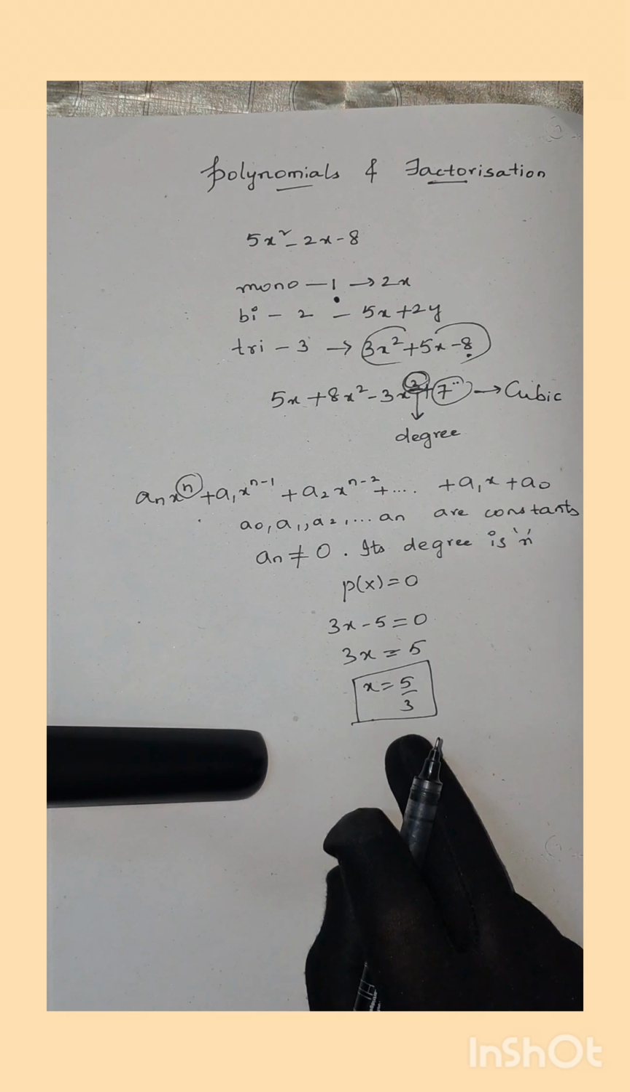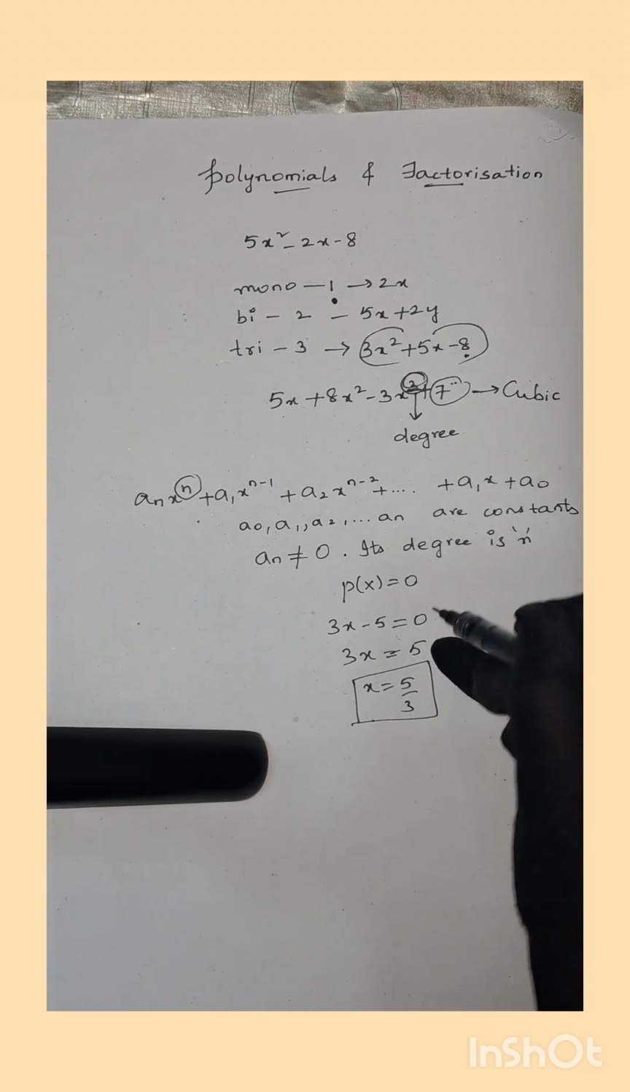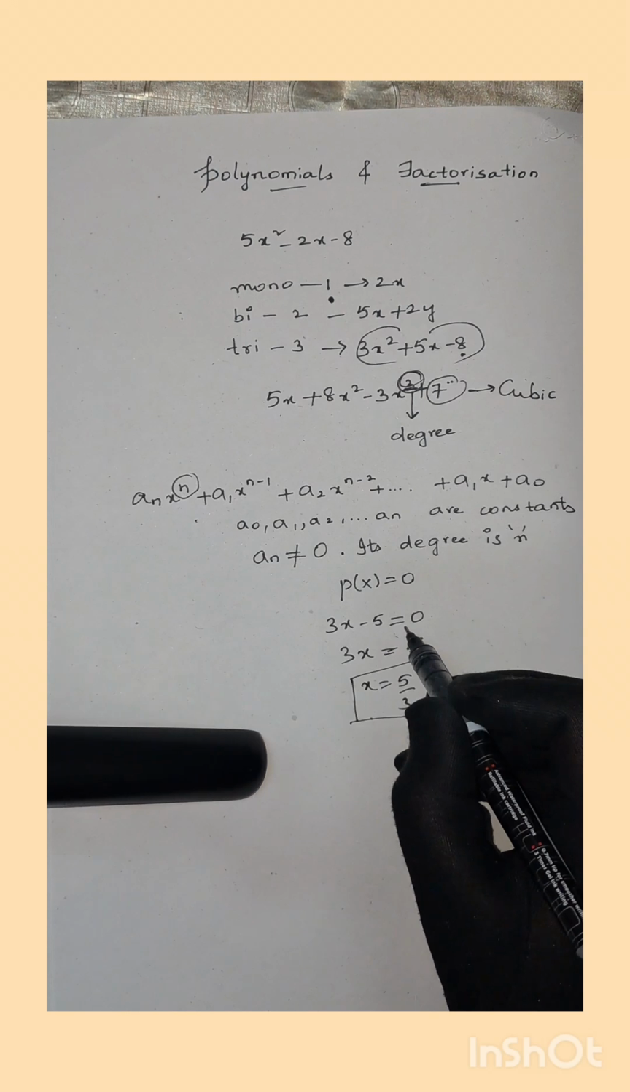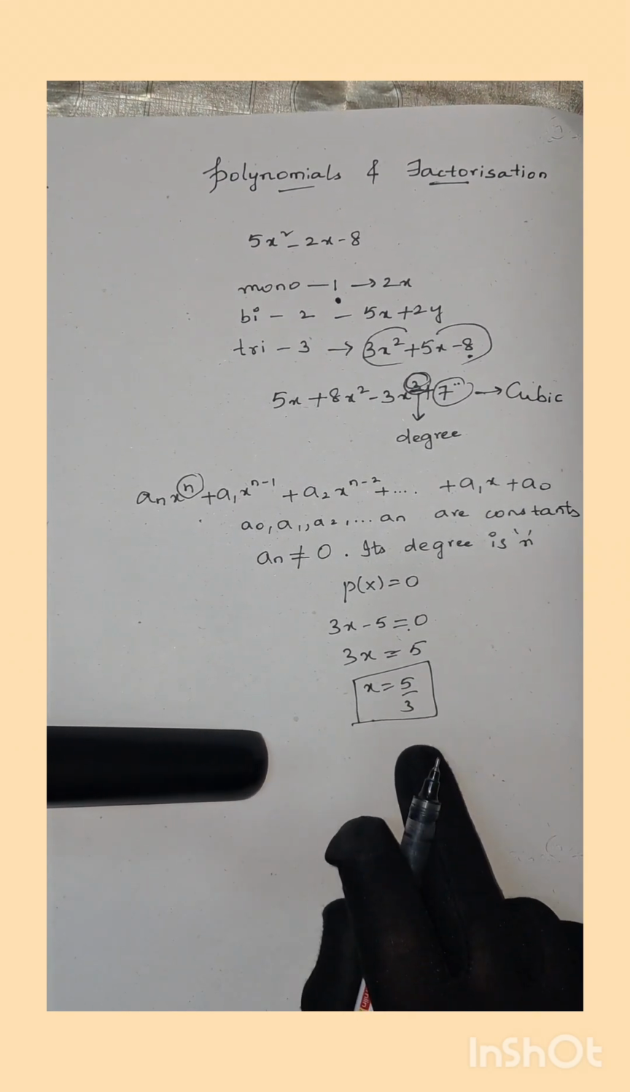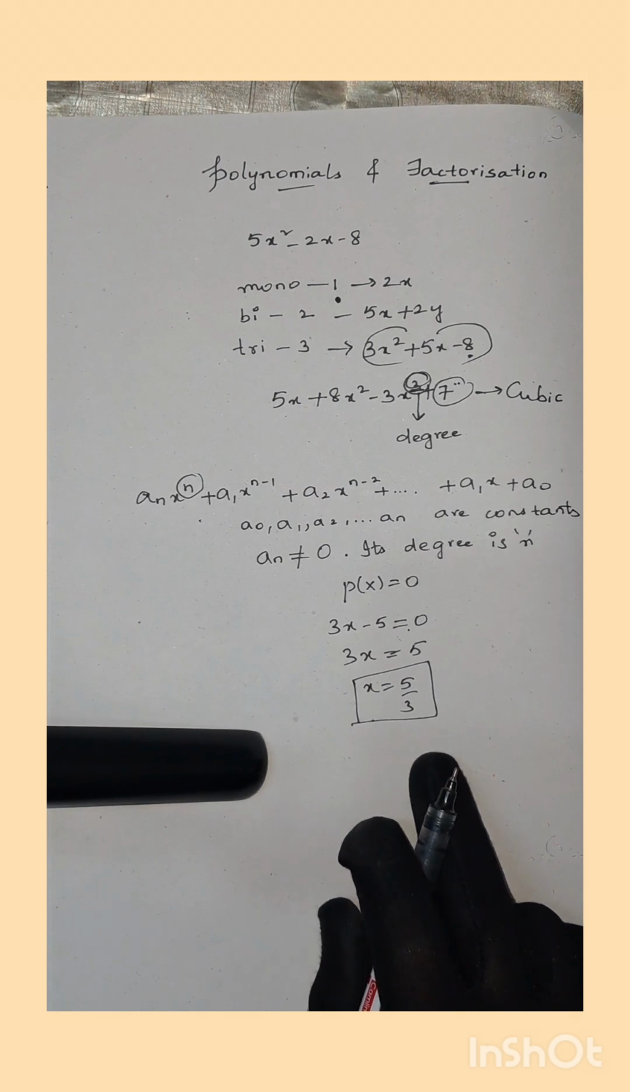Next, how do you find the zero of the polynomial? As I showed you, we equate the polynomial to 0 and solve for the variable. Let p of x be any polynomial of degree greater than or equal to 1 and let a be any real number. If p of x is divided by the linear polynomial x minus a, then the remainder is p of a. This is called the remainder theorem.